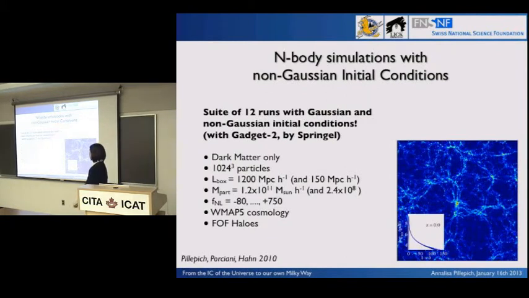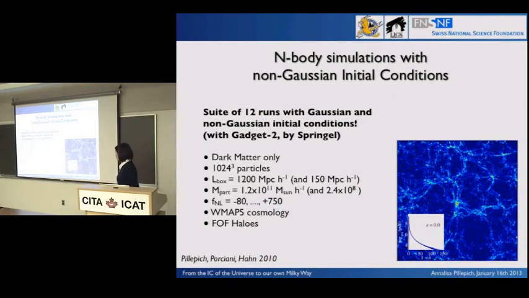Okay, so we did a series of N-body large volume simulations with Gaussian and non-Gaussian initial conditions. We took standard initial conditions generated by Grafic and we modified them to produce local primordial non-Gaussianity. We used 1024 cubed particles in a box of 1.2 gigaparsec, or even smaller for resolution tests and convergence. And I had 12 universes spanning a series of values of this f_NL.